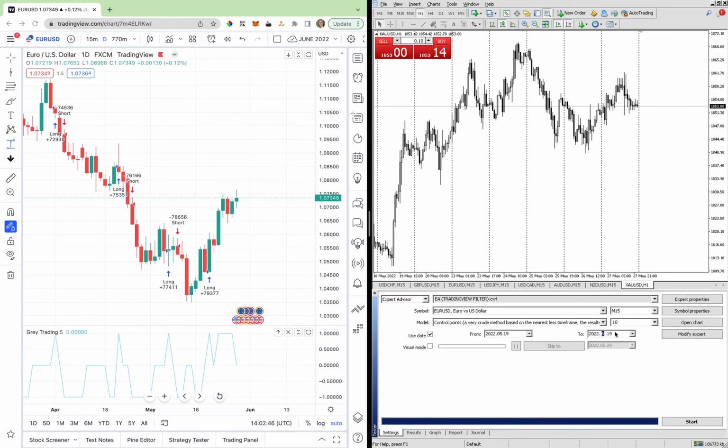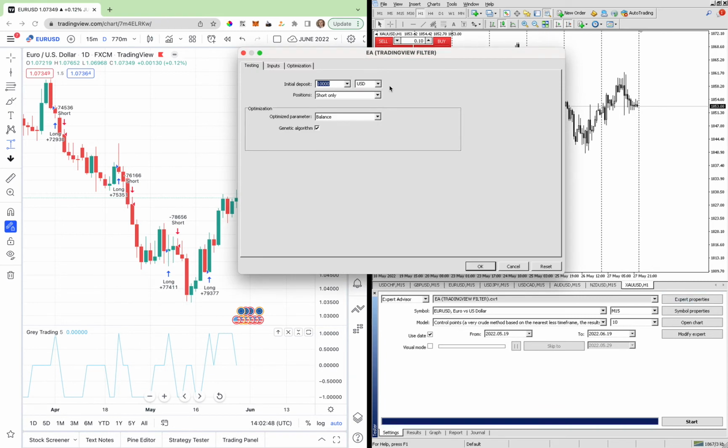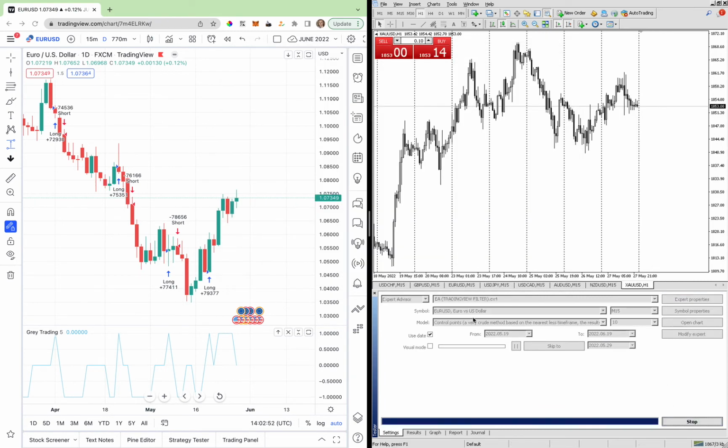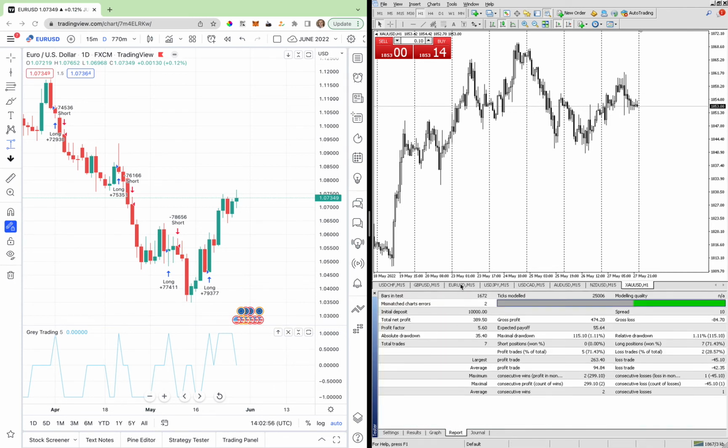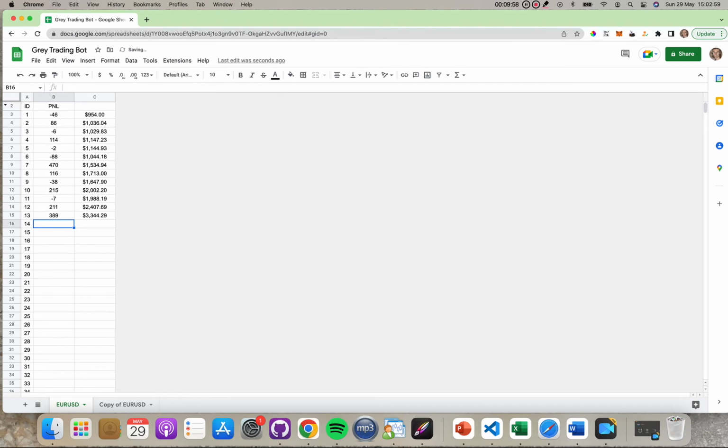Just going to set that into June. On long, I'll just trade to the latest trading day. Okay, so again it's made another 389 on that as well. So you can see that this algorithm has turned a $1,000 account into $3,300. Now imagine that now times another 7. So we've got 7 more trading pairs.